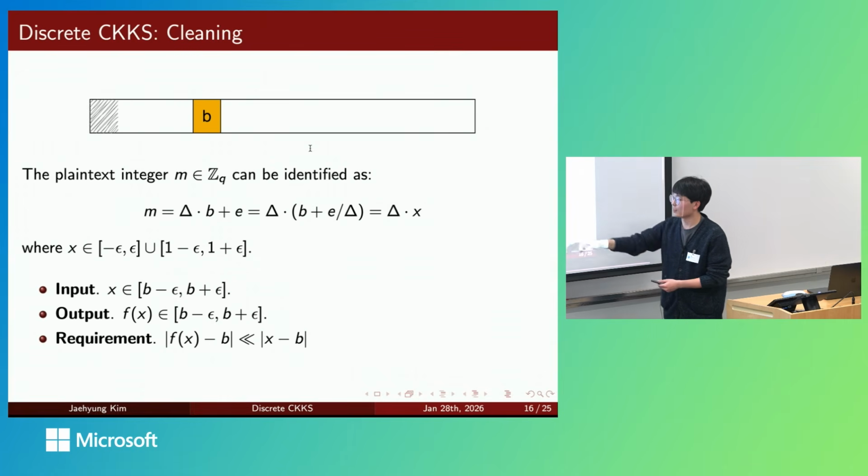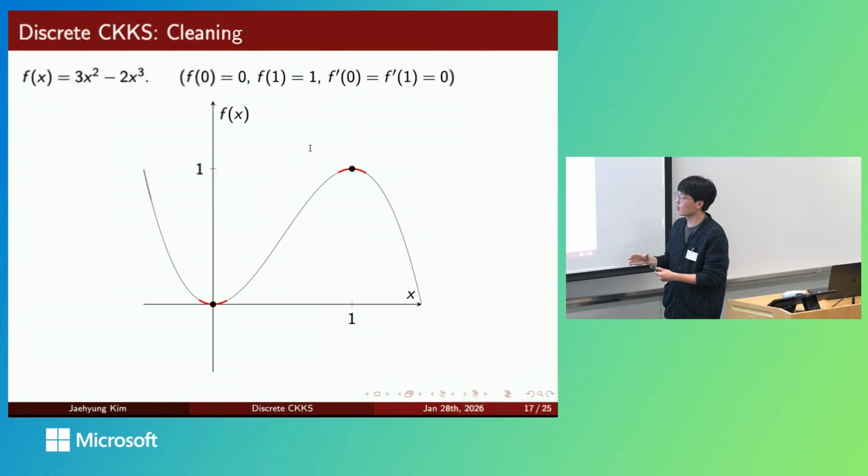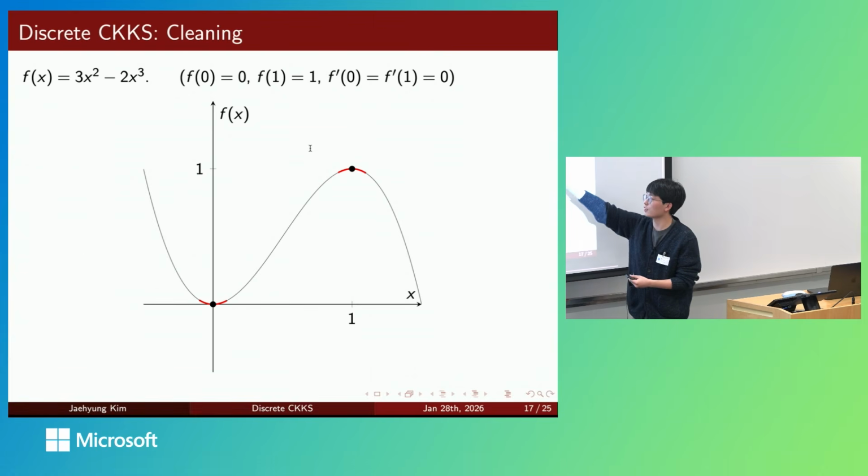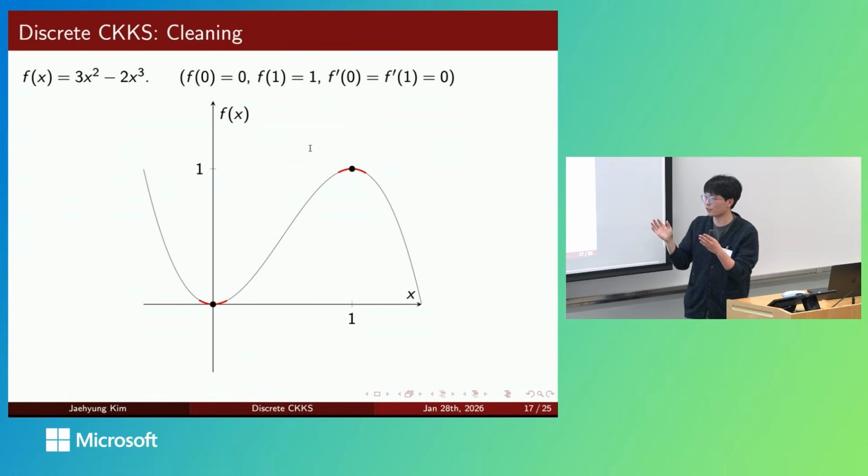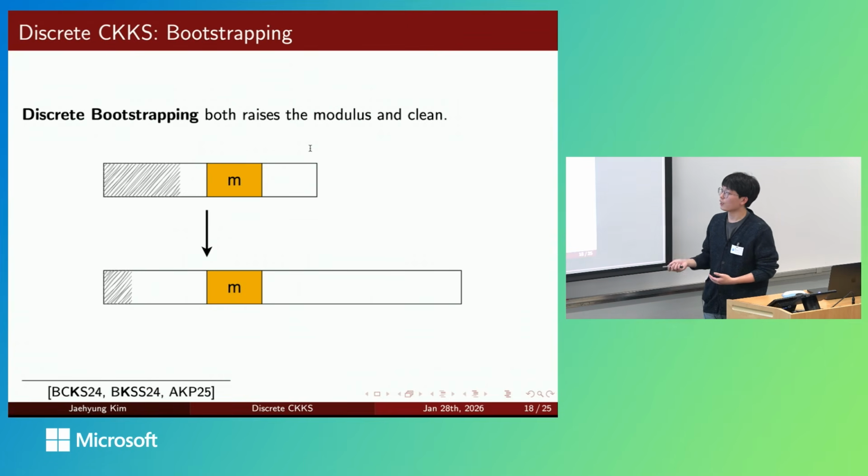So if we start with points that are close to 0 or 1, we want to make them closer. And the fact that it has vanishing derivatives roughly squares the error away from each point, (0, 0) and (1, 1), achieving the cleaning property as desired.